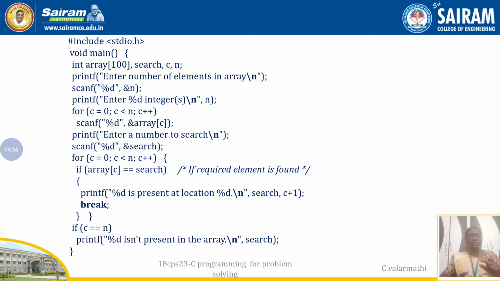So the first element will be stored in the location array of 0, the second element in array of 1, the third element in array of 2, and the fourth element in array of 3. Likewise this for loop will keep executing, and exactly 10 elements will be stored in the array, right? Now we have got the inputs. Next, what element has to be searched? That also has to be taken as input from the user.